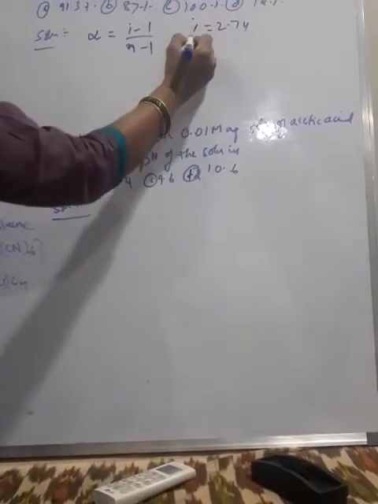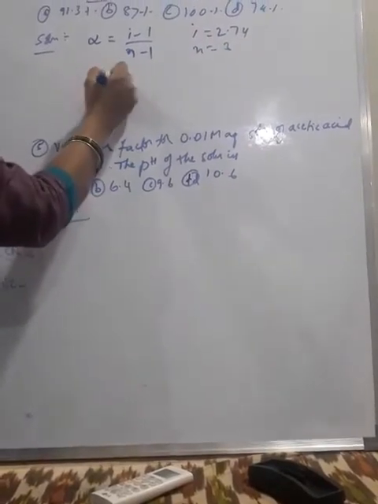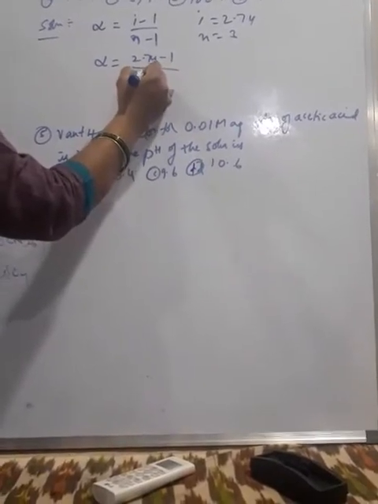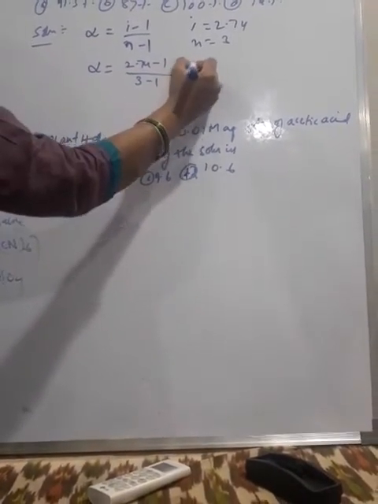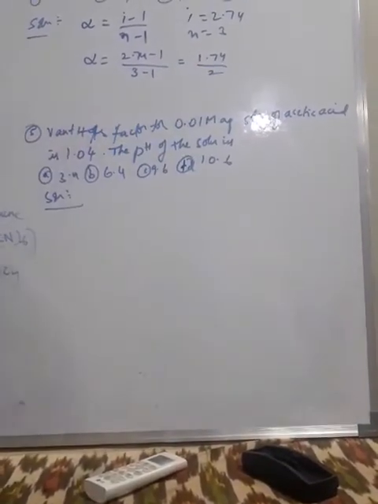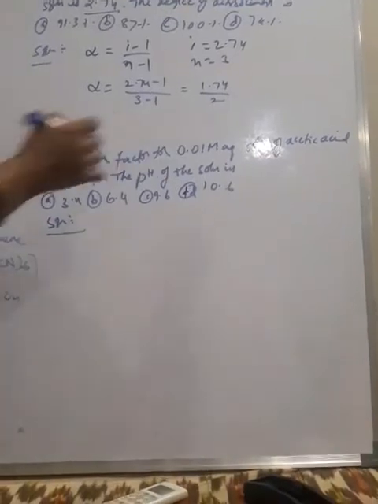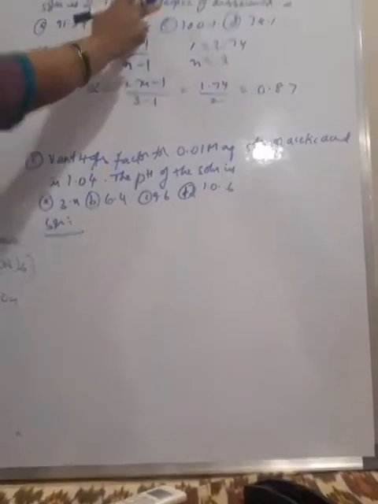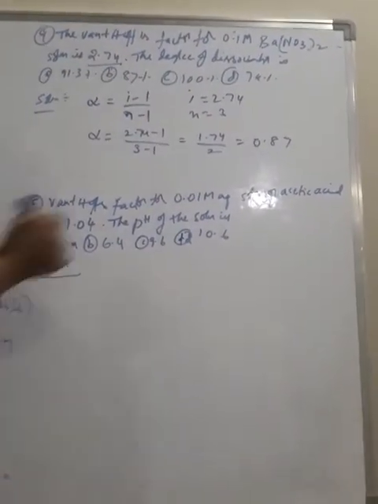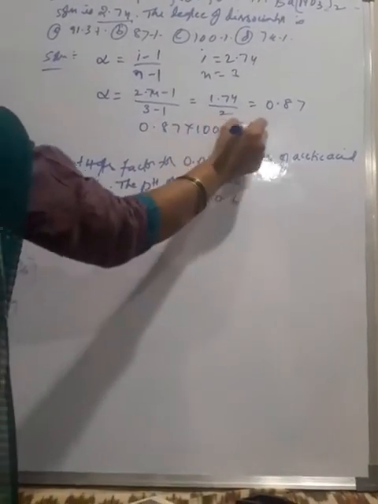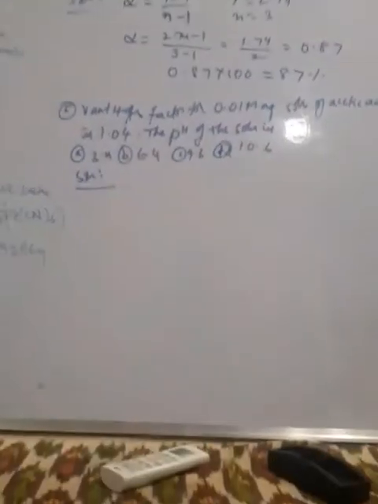So i is equal to 2.74, n is equal to 3. So alpha is equal to (2.74 minus 1) by (3 minus 1), that is 1.74 by 2. So its value is 0.87. But here degree of dissociation is given in percentage. So 0.87 into 100, that is equal to 87%.